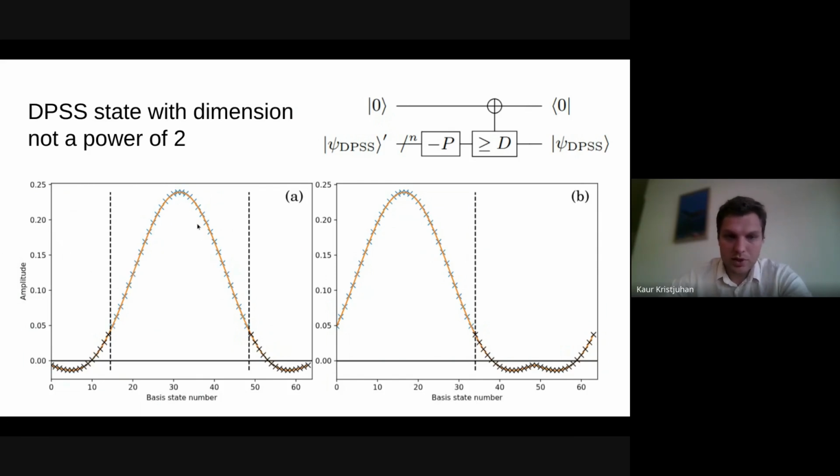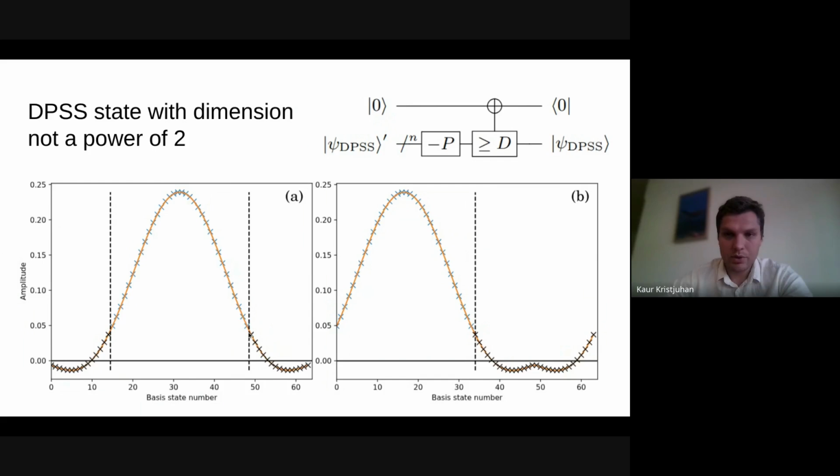These blue crosses here are just an example of preparing a DPSS state. Perhaps we want this curve here between the black dashed lines. This is representing a DPSS state which has a dimension of 34, which is not a power of 2. 32 and 64 are powers of 2, but 34 is not.